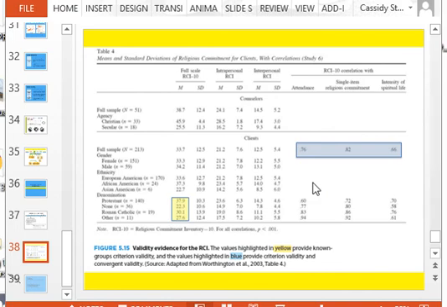So here we have both good reliability and good validity for our measurement, which means that for this study, this method of assessing whether people are religious or not has good construct validity.